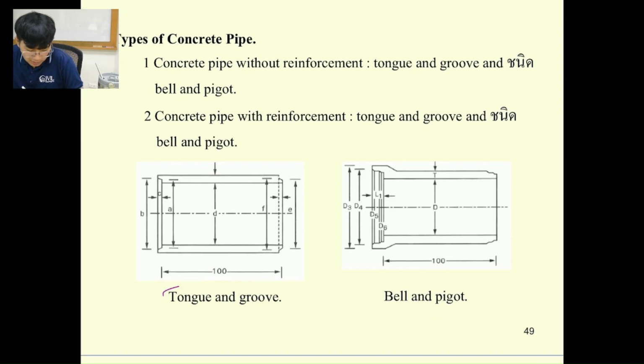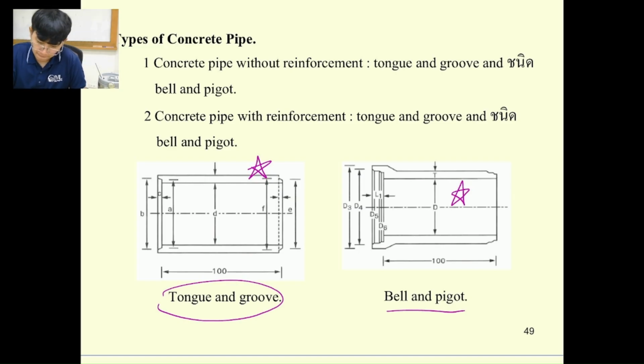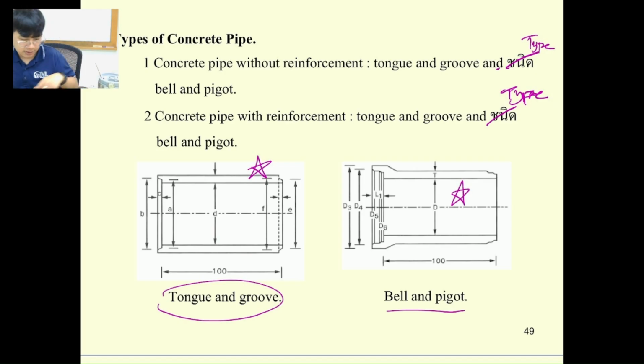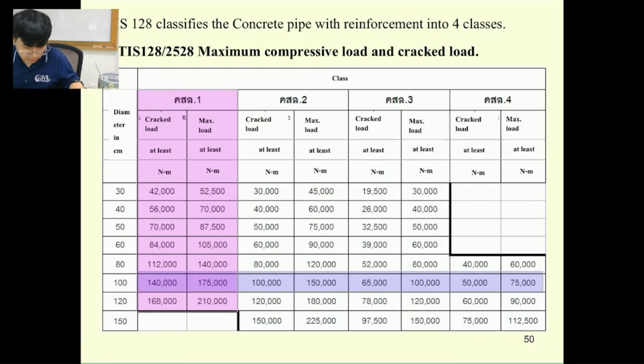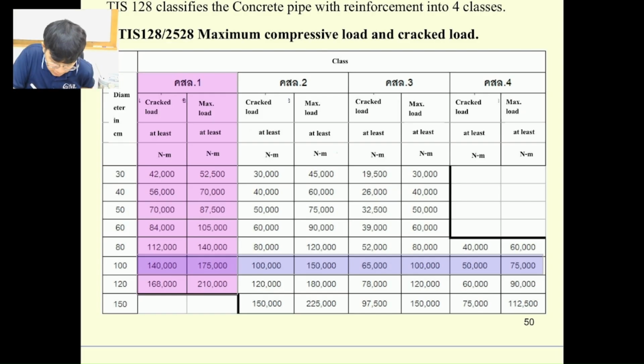And next is going to be the types of concrete pipe. We have one which is the tongue and groove, and the second one we call bell and spigot. But the one that is famous in Thailand is going to be this one. But we also have this type too. Like this. Okay. All right. So this one is RC. RC is reinforced concrete.